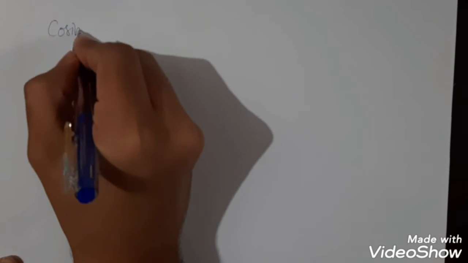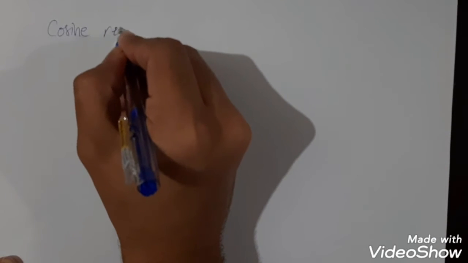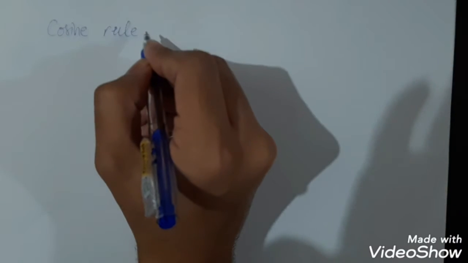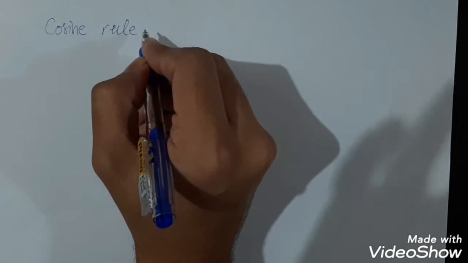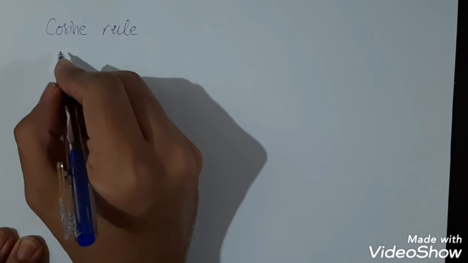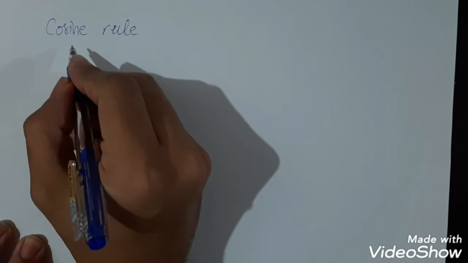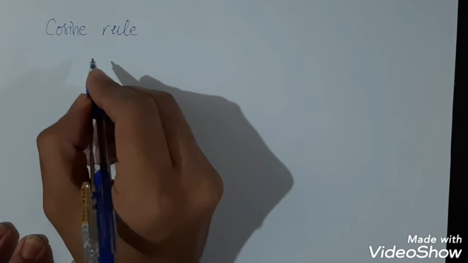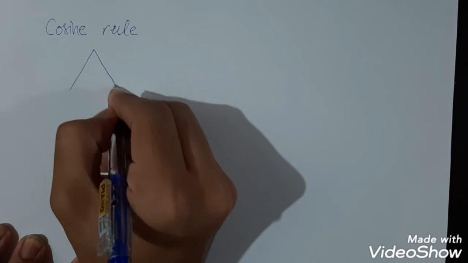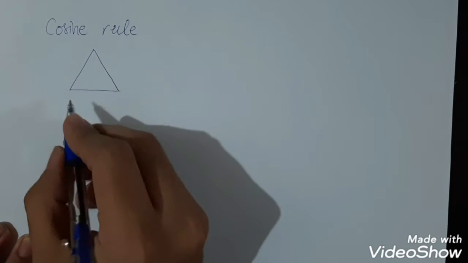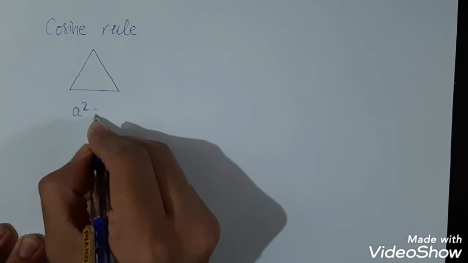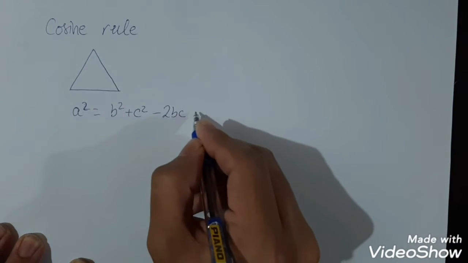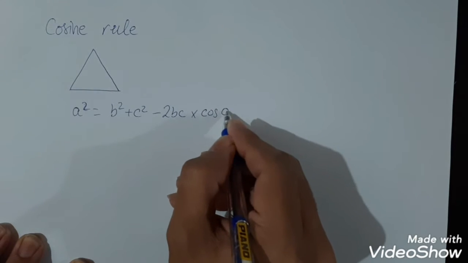The cosine rule is used to calculate the length or angle of a triangle that is not right-angled, because in a right-angled triangle we use the sine, cos and tangent ratios. In the cosine rule, the formula is a square is equal to b square plus c square minus 2bc multiplied by cos A.